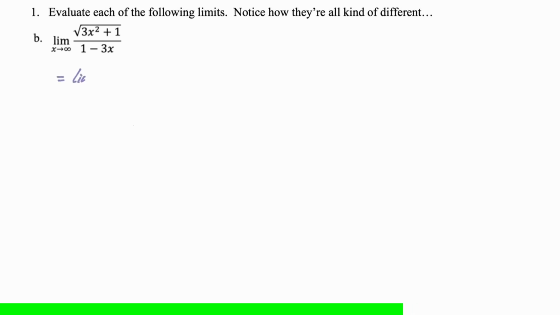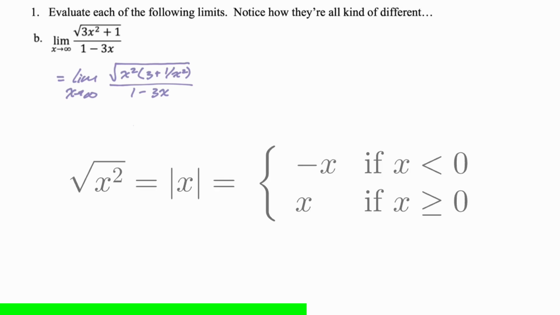So I'm going to say it's the limit as x approaches infinity. So inside the radical, I can take x squared out. So it's x squared, the quantity 3 plus 1 over x squared. So remember, when you're factoring out, it's the same as dividing, essentially. So 3x squared divided by x squared, and then 1 divided by x squared, and then our x squared sits on the outside. The square root of x squared is the absolute value of x.